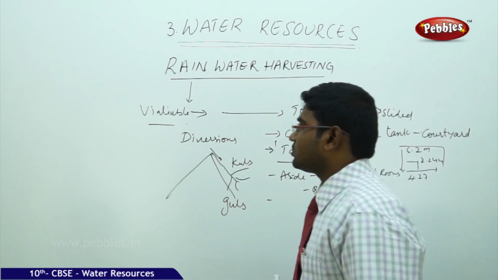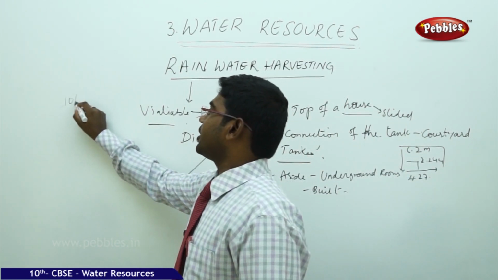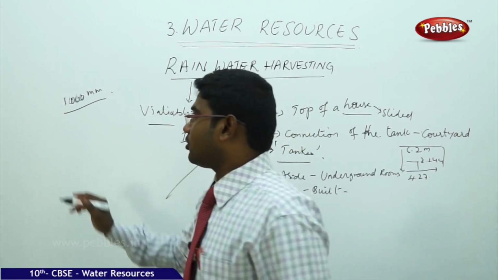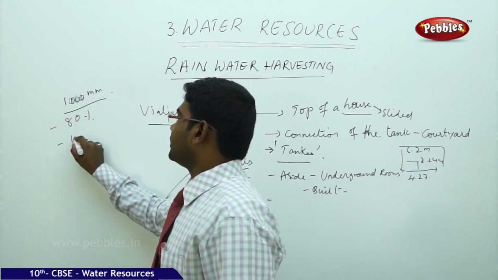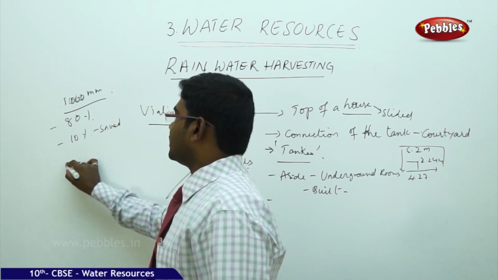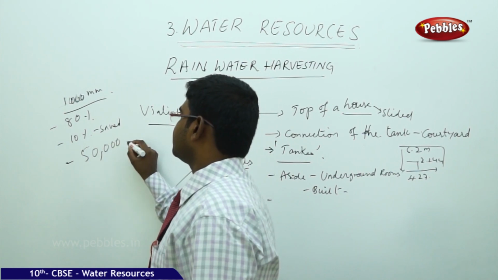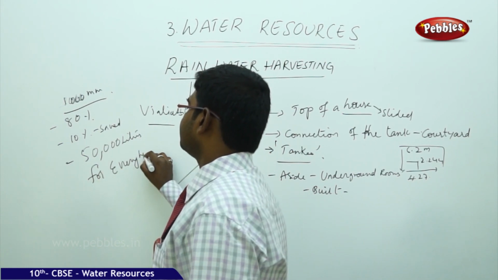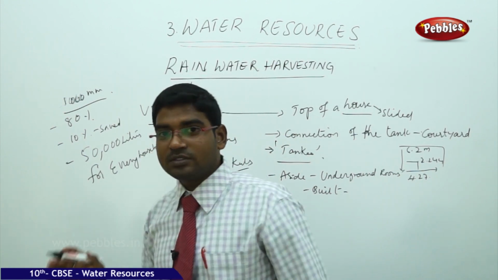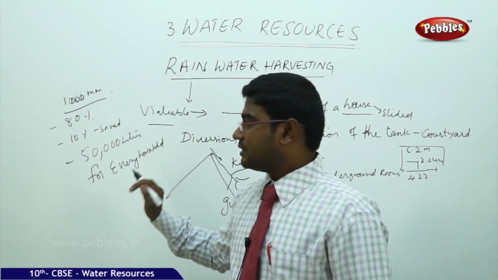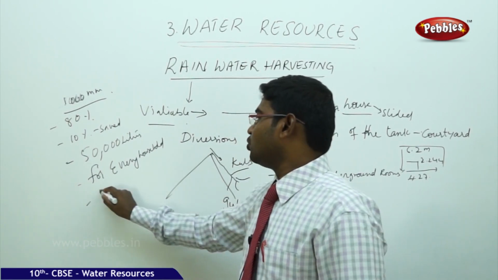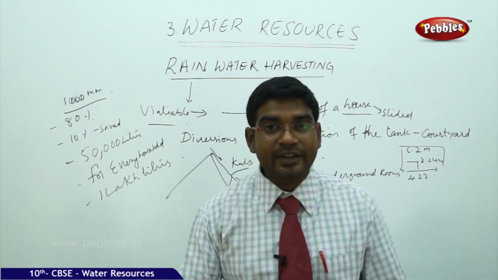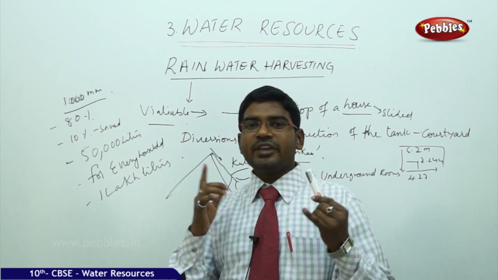If you take a place where we have 1000 millimeters of rainfall, 80% of it is collected and 10% is being saved, resulting in 50,000 liters for every household. If every household saves 50,000 liters per annum, then if 20 households average is taken, you get more than 1 lakh liters of water.